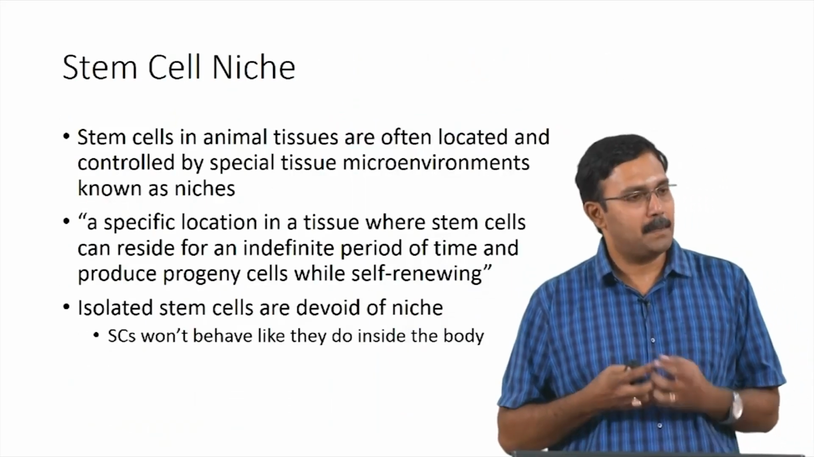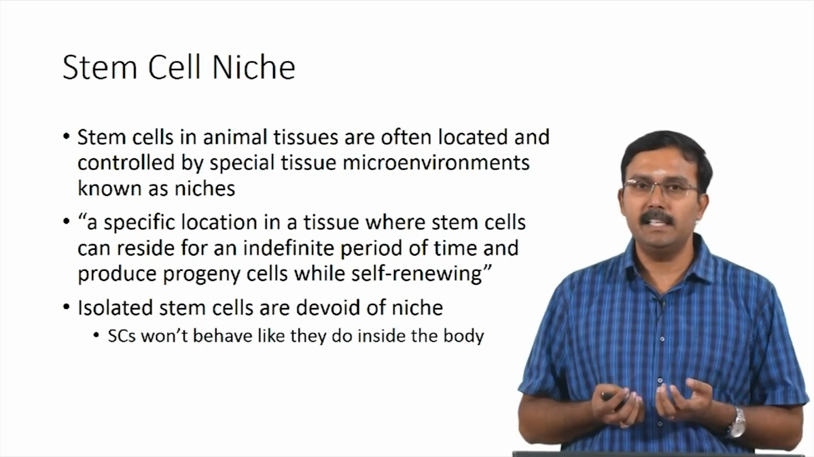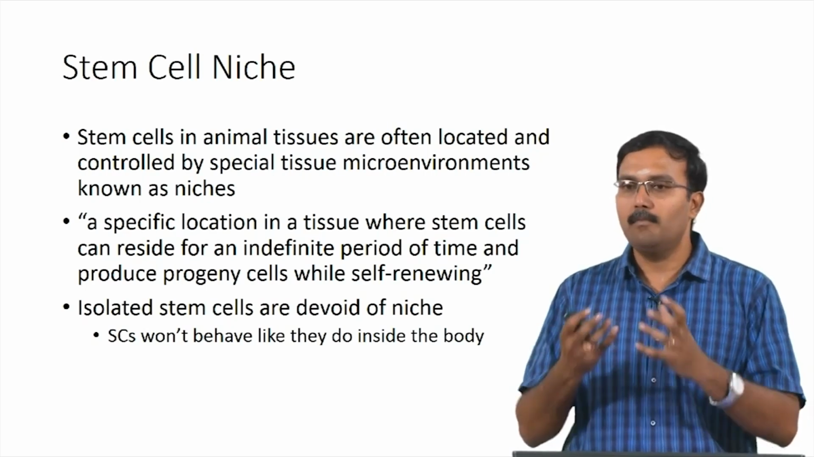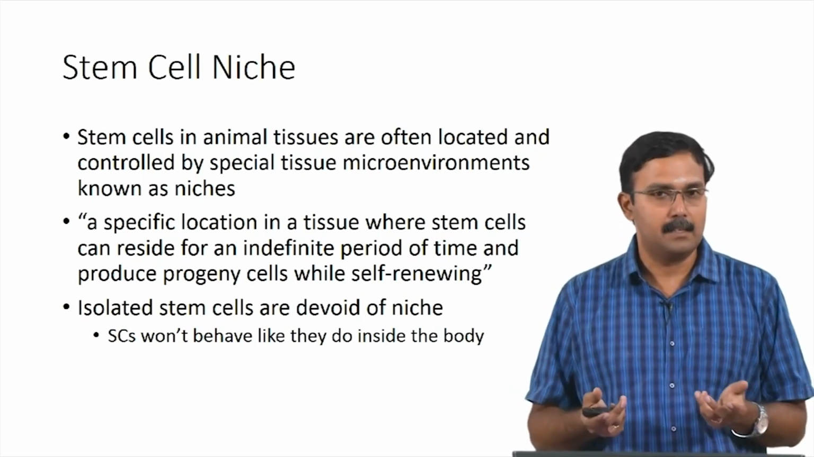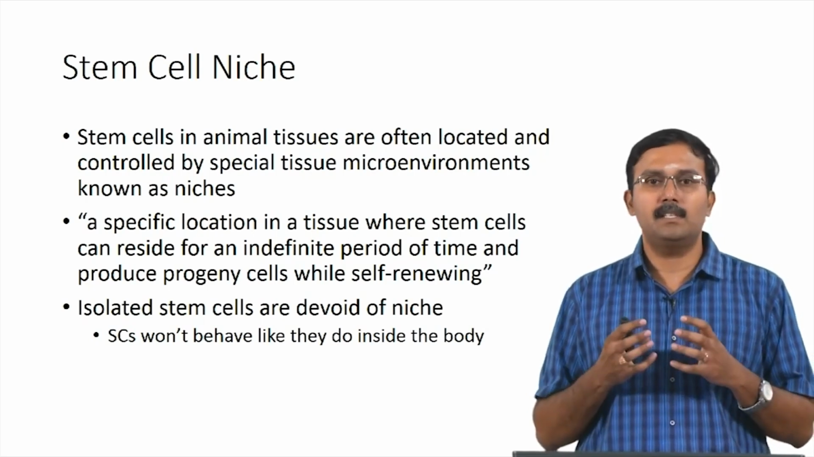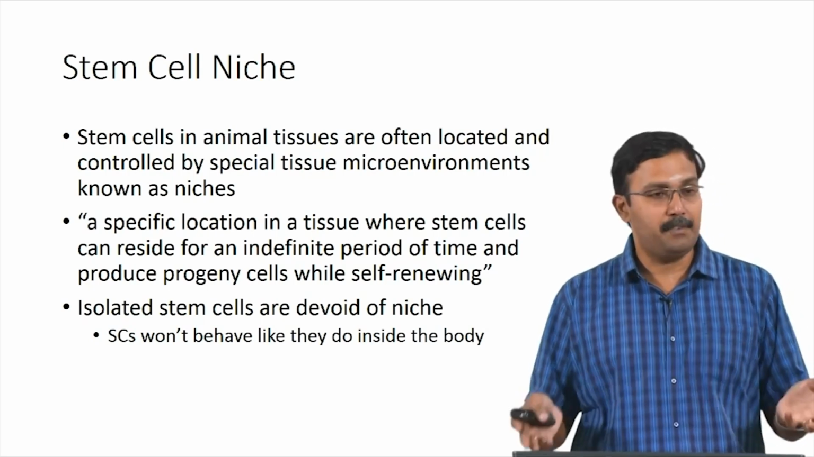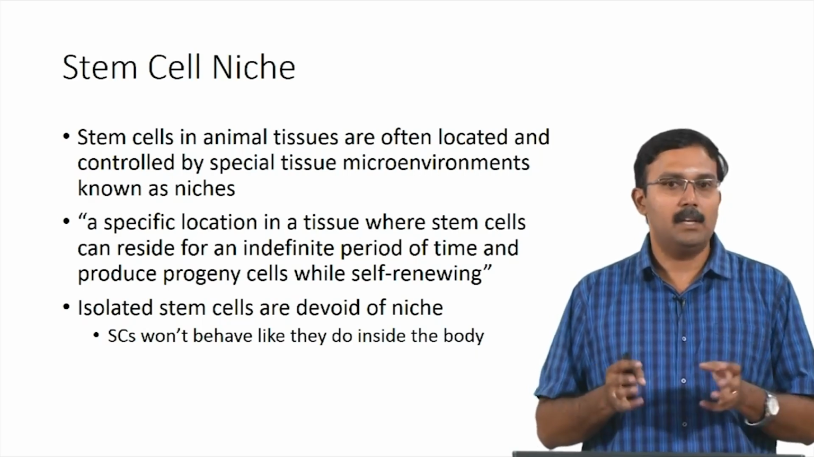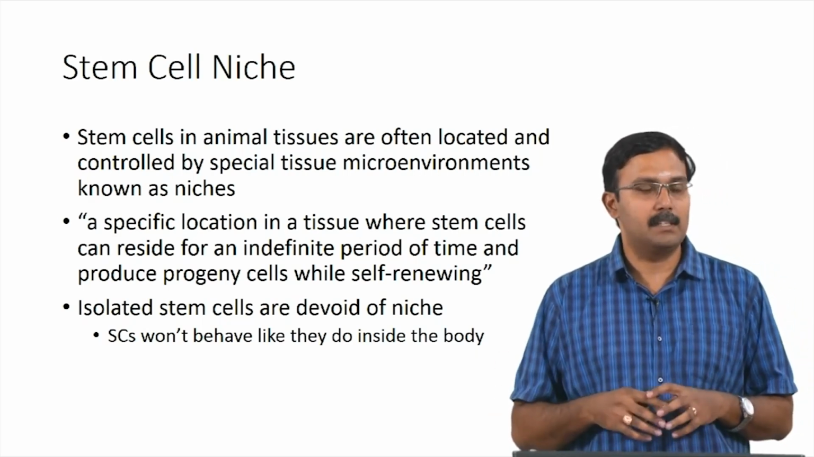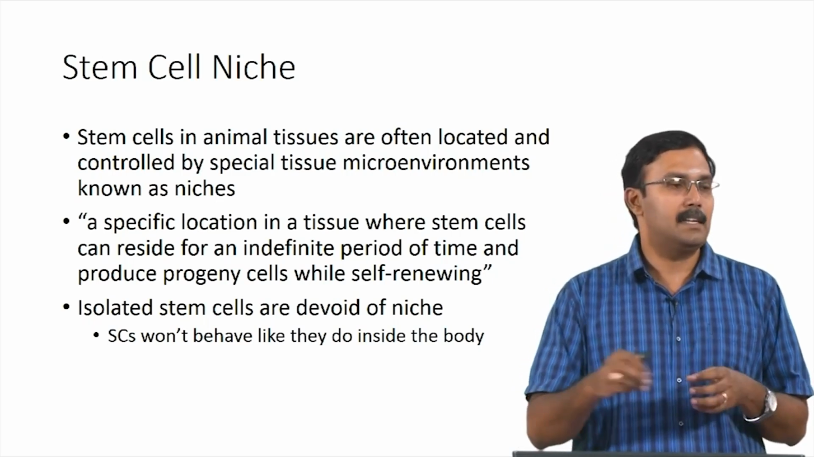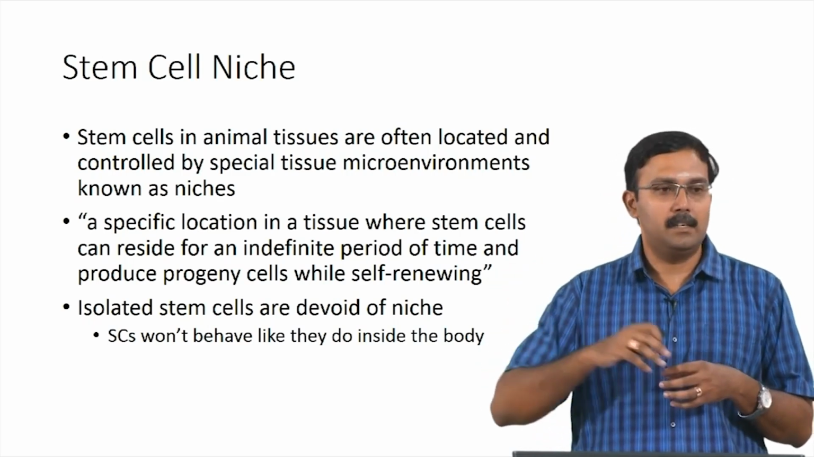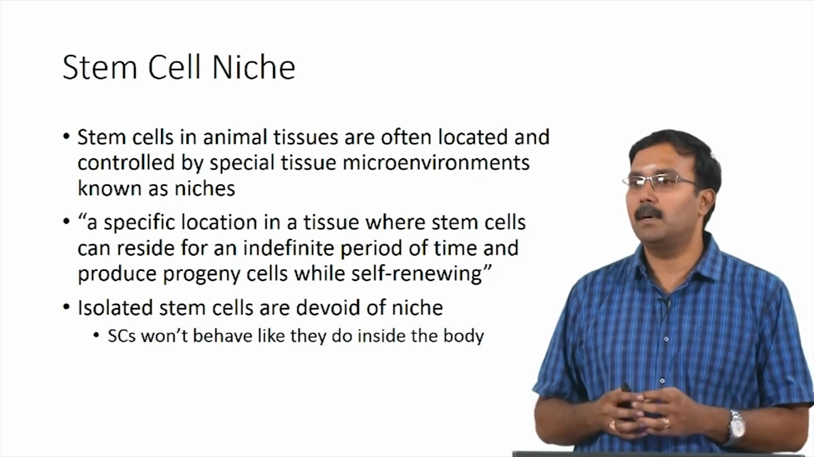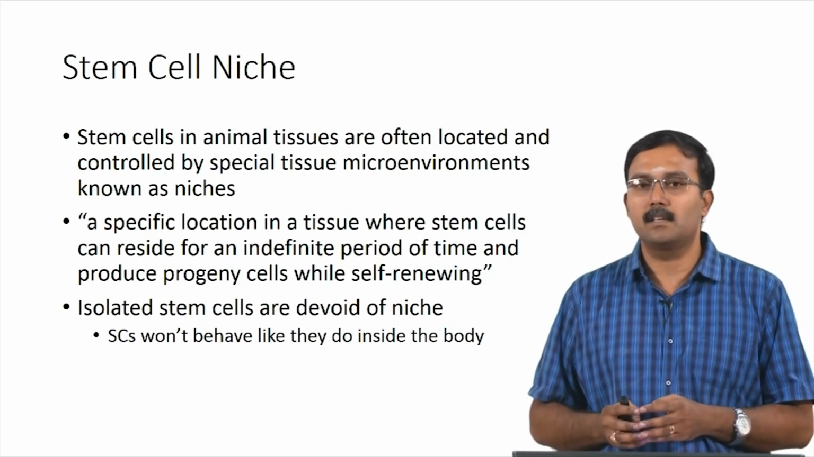Stem cells are present in your body in a place called the stem cell niche. This is a microenvironment which is well controlled to maintain the stemness of the cells. It is a specific location in which the cells can reside for an indefinite period of time without differentiating. They can produce progeny while self renewing, in the sense that they can go through asymmetric division, and the cell which is fated towards differentiation will leave the stem cell niche, and the cell which is going to remain with the same multipotency will remain in the niche itself.